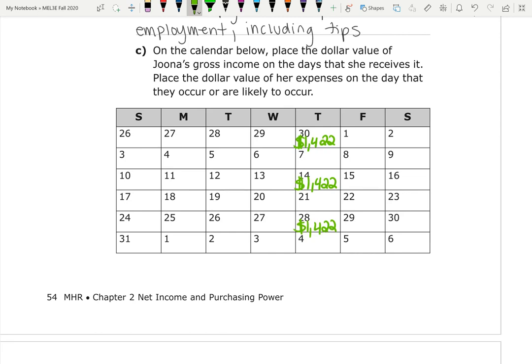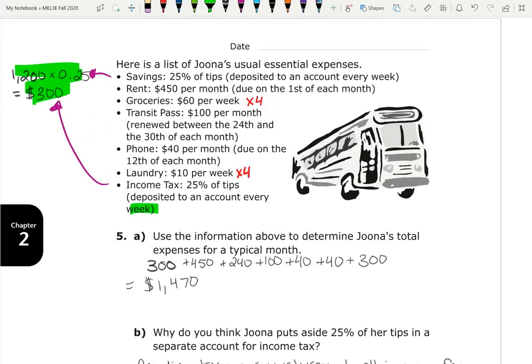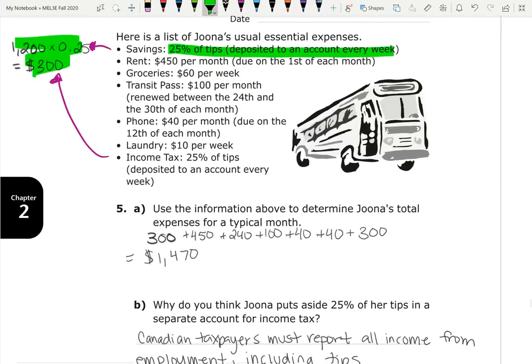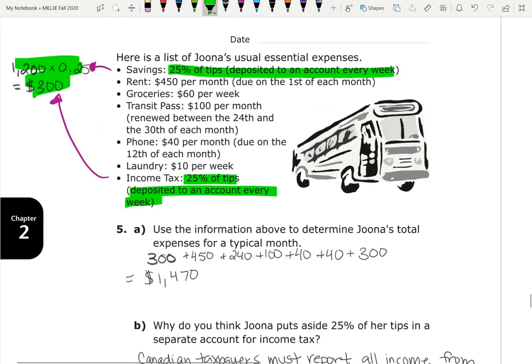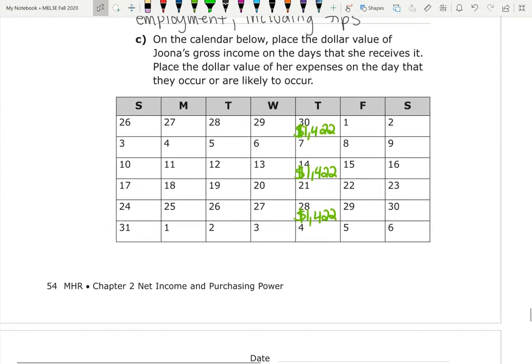Next, place the dollar value of her expenses on the day that they occur or are likely to occur. So let's go one by one up here. Savings: 25% of tips deposited every week, so $300 every week. And then the bottom one here, 25% of tips deposited every week as well. So that's 2 payments of $300 a week that she's depositing.